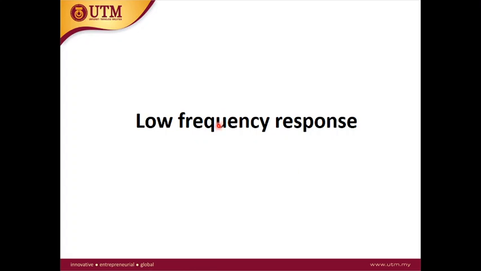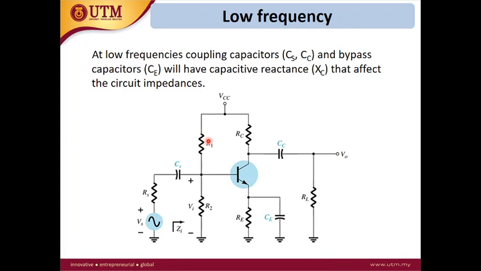Next we consider the low frequency response of the BJT circuit. For this course, for the low frequency and high frequency response, we will consider only common emitter configuration. As mentioned in the previous video, at low frequency, the coupling capacitor and the bypass capacitor will affect the performance of the amplifier because it will affect the circuit impedance.